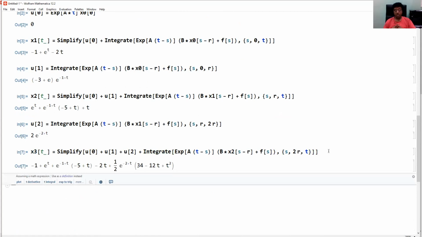Now we have x0, that means initial data, x1, x2, and x3. So we have the solution from minus r to 3r. Here r is 1, so that means minus 1 to 3. Okay, so let us see.